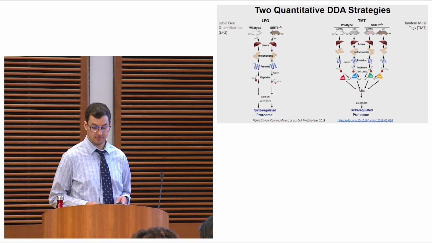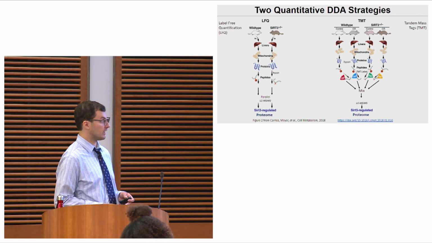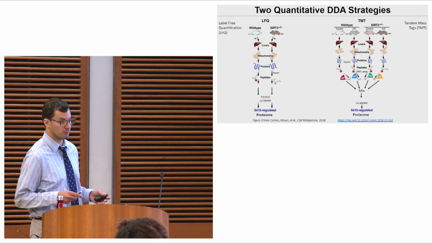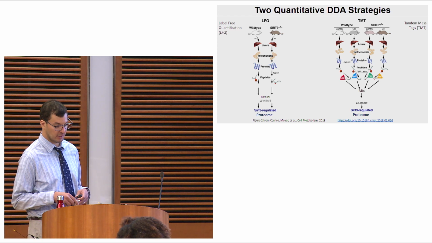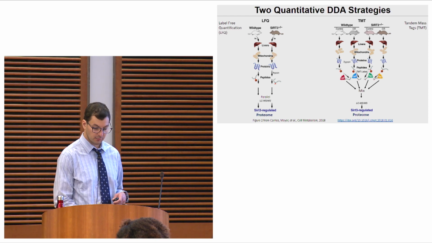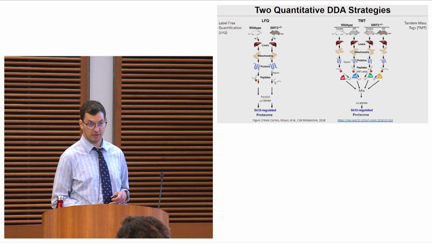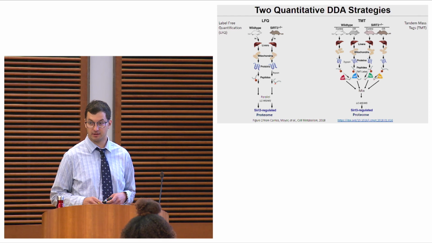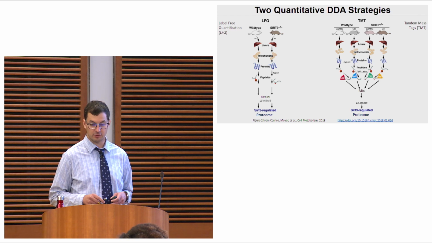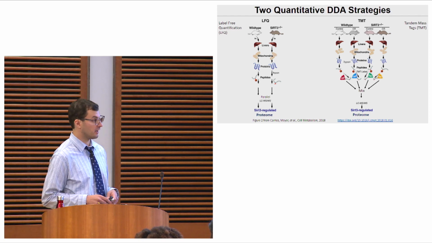But for this talk, all you need to understand are a couple points about TMT. The first is that TMT allows you to combine your samples, up to 11 samples, into one sample before you actually analyze them by mass spec. And the second point is that quantification by TMT is actually based on reporter ions that you find in your MS2 spectra instead of based on your precursor spectra like we would have in LFQ.